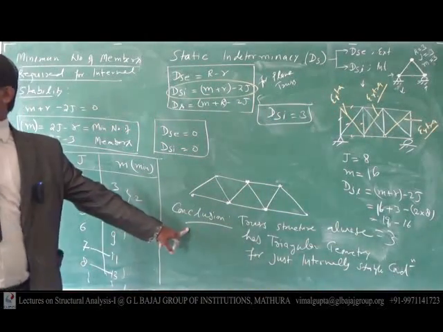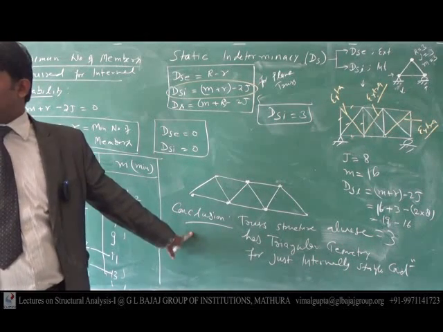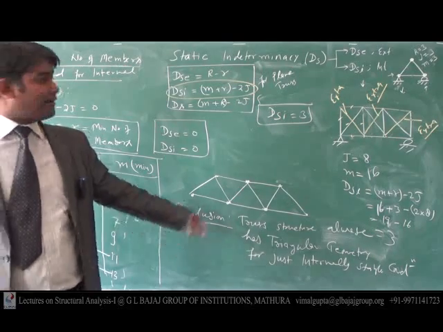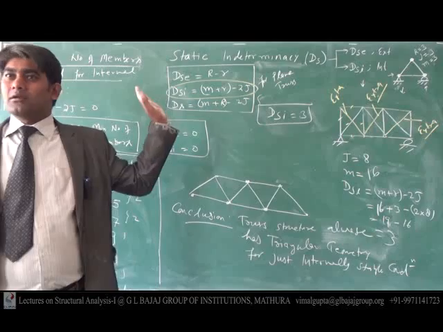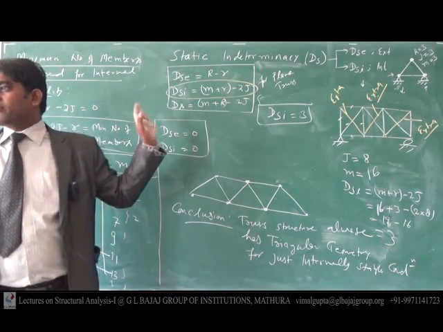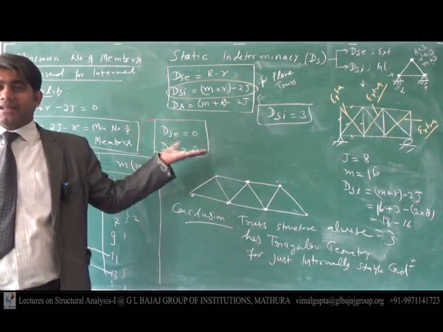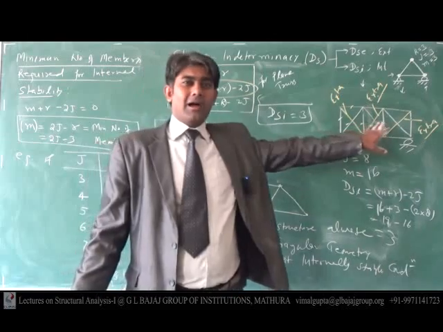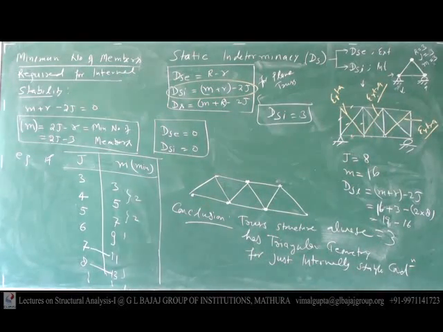This conclusion is very much helpful to find the value of internal indeterminacy. Clear to everybody? Internal, how will you do it? Find out the extra number of members apart from the geometry. Apart from the geometry. Clear to everybody?